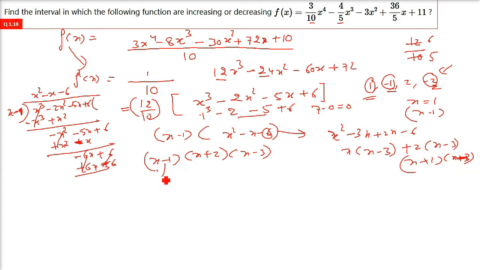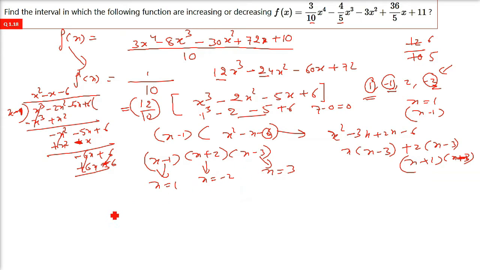What are the critical points? Just put this equal to 0. So x equals 1, x plus 2 equals 0, x is negative 2. x minus 3 equals 0, that is x equals 3. These are all the critical points. These critical points make the intervals, and in these intervals the function may be increasing, it may be decreasing.